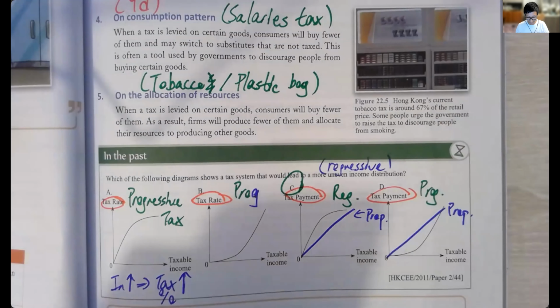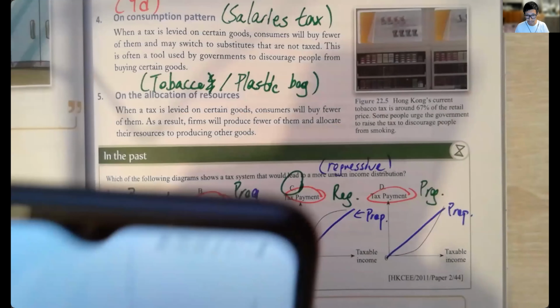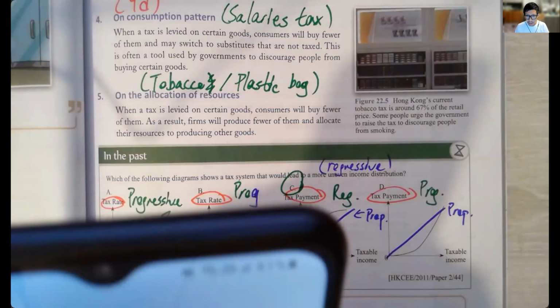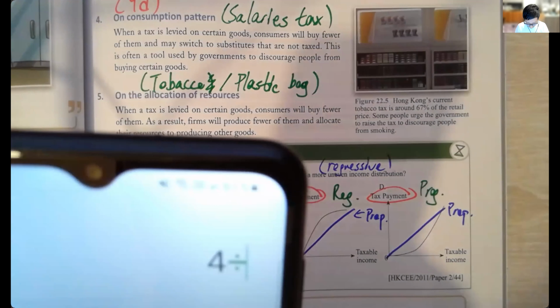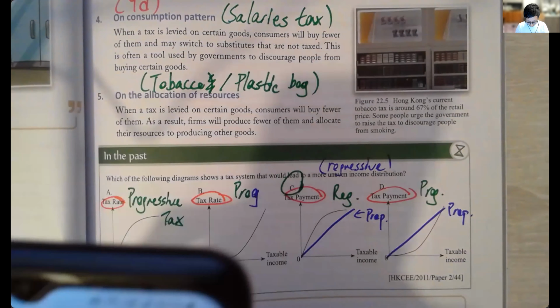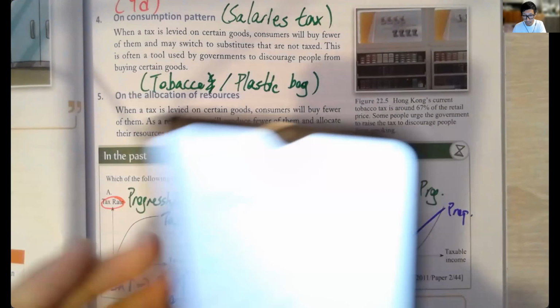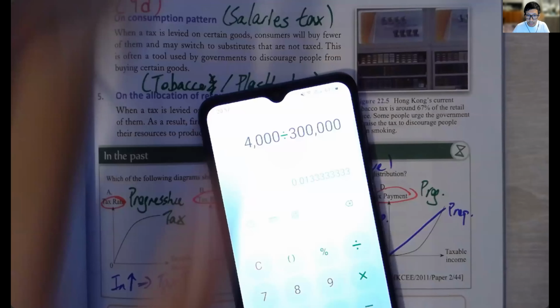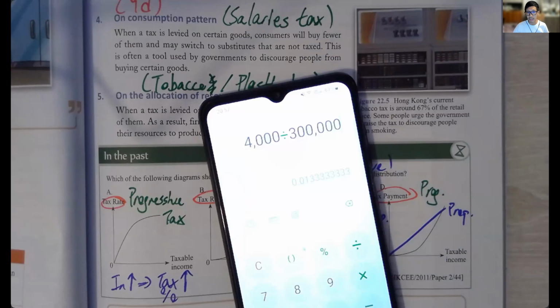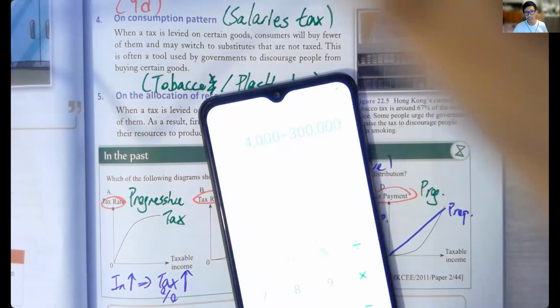OK, we need to calculate. First one obviously four, right, and the second one, let's see, yes 2%, and the third one would be 0.13, 1.3%, OK. Look, tax system A: as tax income increases, the tax rate starts to decrease, 4% to 2% to 1.3%.